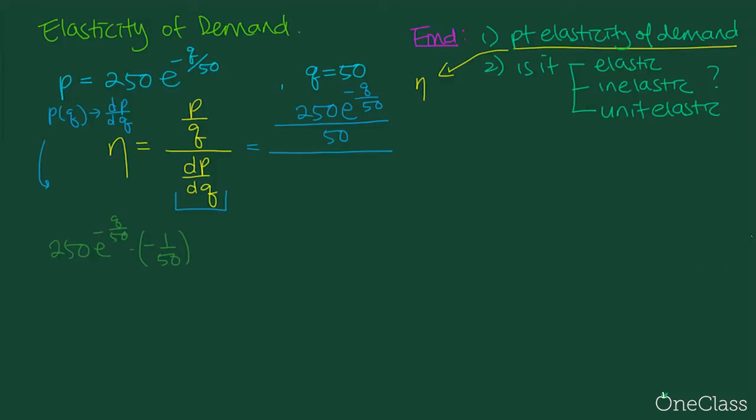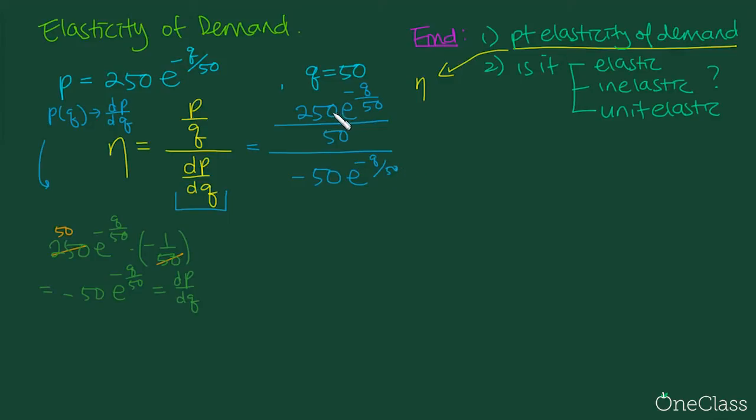We can simplify some things, so this will become 50, and the answer will be negative 50 e to the power of negative q over 50. So this is our dp over dq. We can plug this into our eta equation in order to determine the point elasticity of demand. So here we have negative 50 times e to the power of negative q over 50.